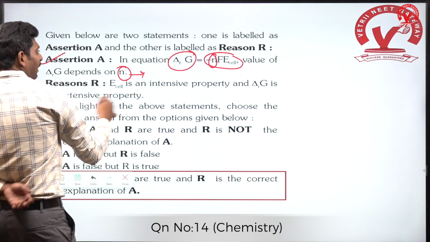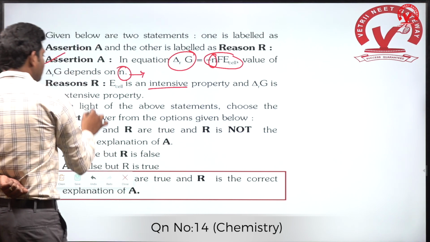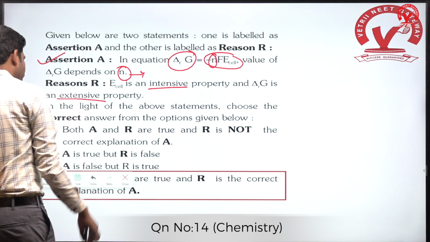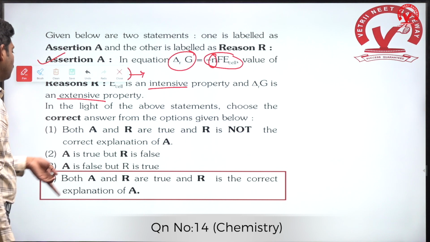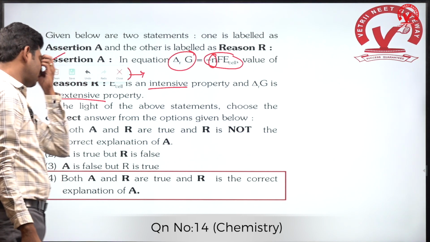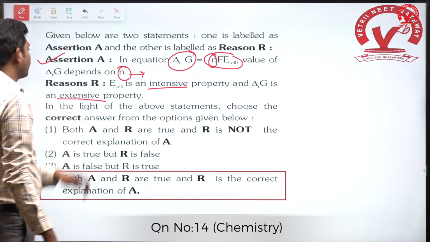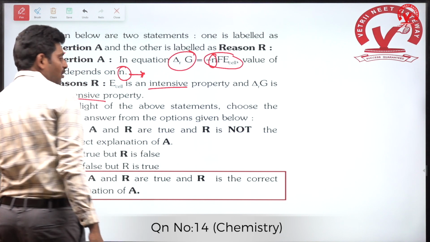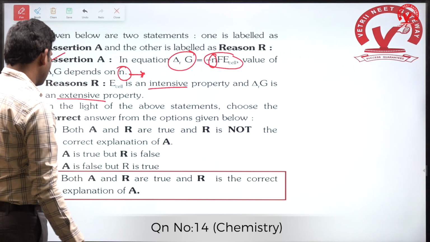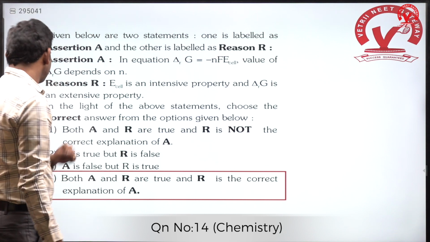And the direct relation is given. E cell is an intensive property and delta G is an extensive property. So both assertion and reason are true, and the reason is the correct explanation of A. So n means number of electrons transferred in the cell reaction, right? So next we will move on to the next question.